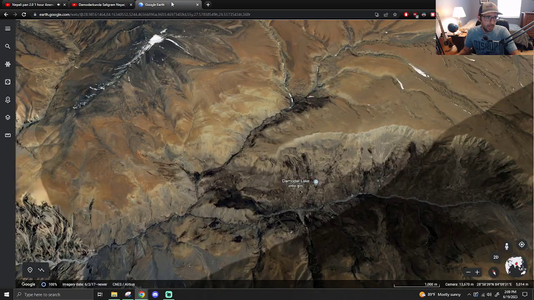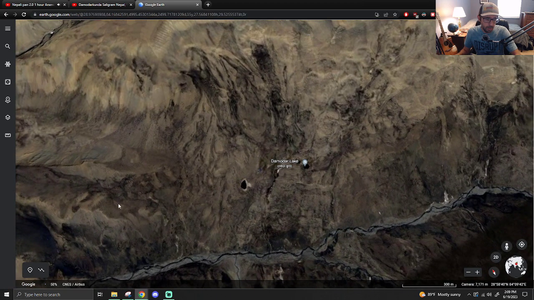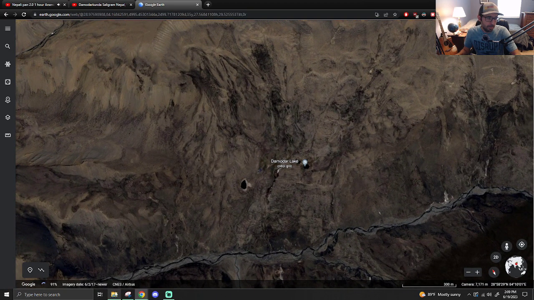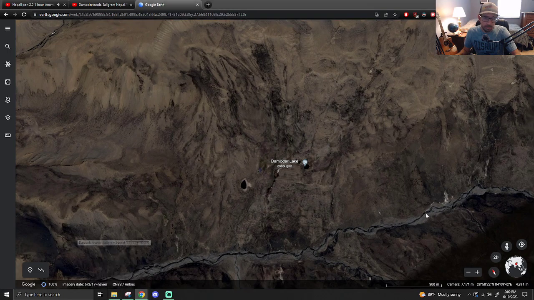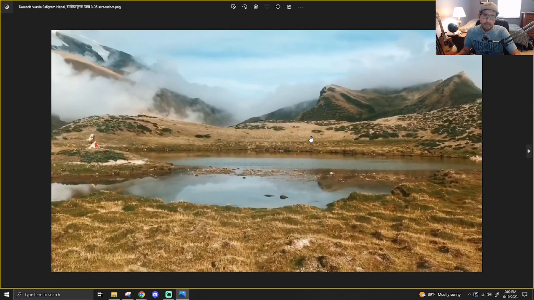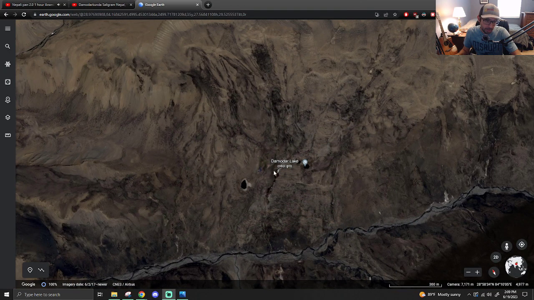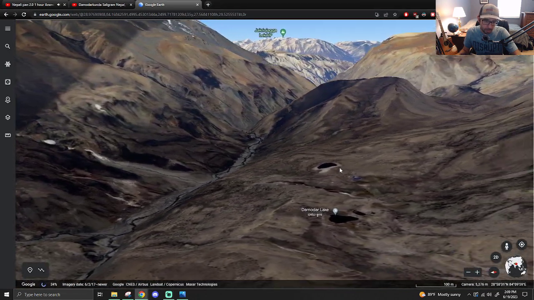Shaligrams. So this is from Damodar Kund. Okay. You can see it going over to the left here where that ridge is. So a lot of these are going to be looking in this direction.